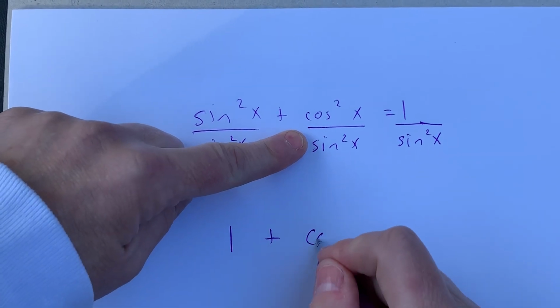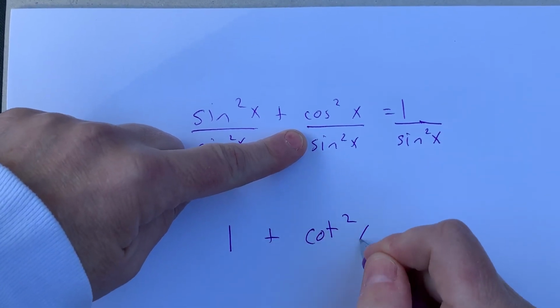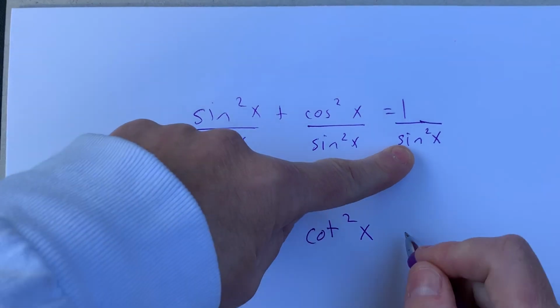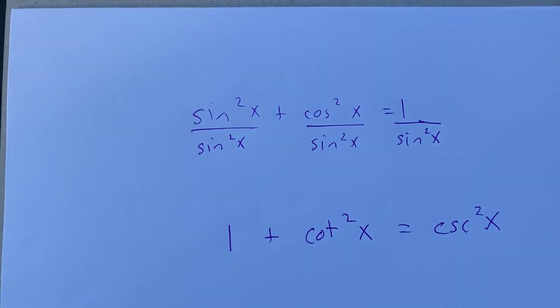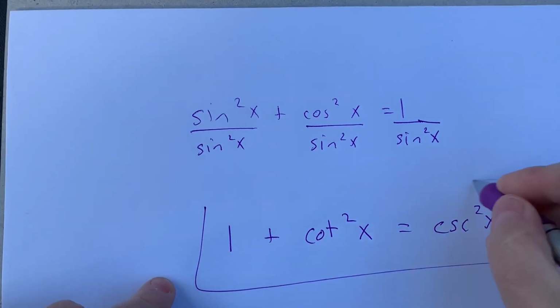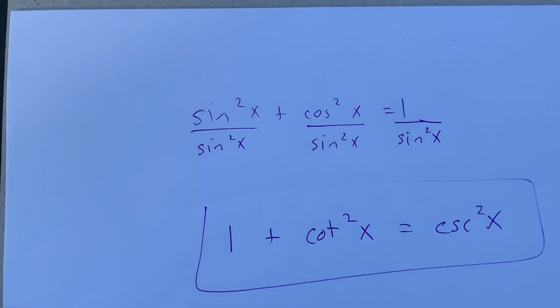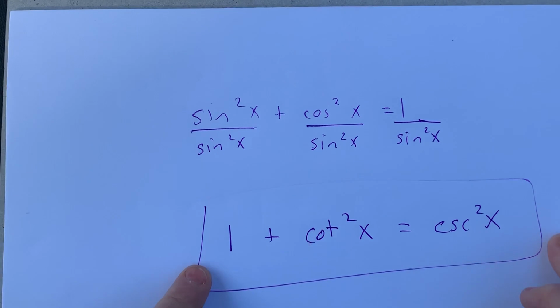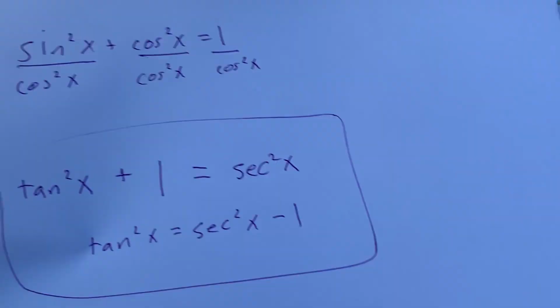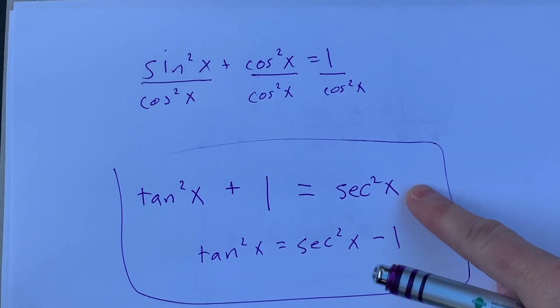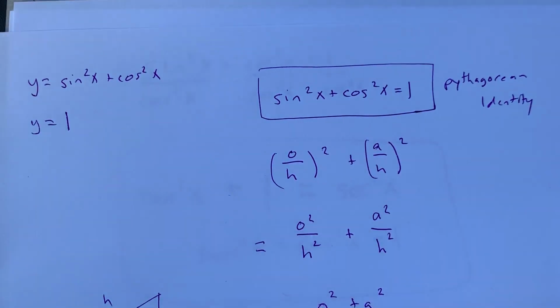I think that's cotangent. What's that? I think that's cosecant. And this is Pythagorean identity number 3. And again, you can move these terms around. You can move that 1 over to there. So 3, 2, 1. Welcome to the world of Pythagorean identities.